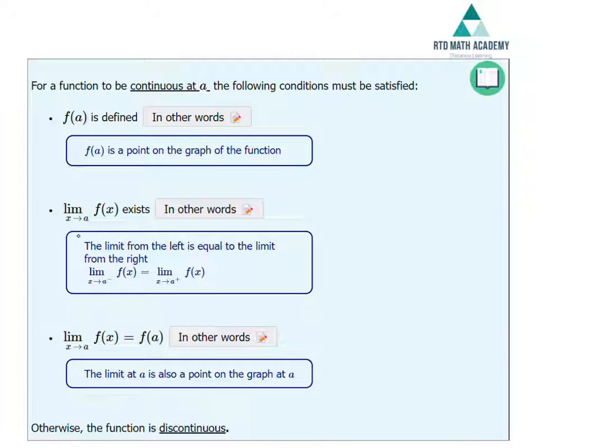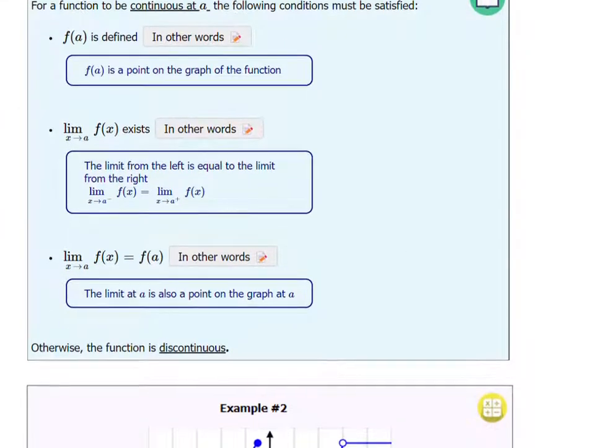The limit as x approaches a of f of x exists. So we learned in the last part that the limit exists if the limit from the left side is equal to the limit from the right side. And then the other one that has to be true is that the limit as x approaches a, so that value, has to be equal to f of a.